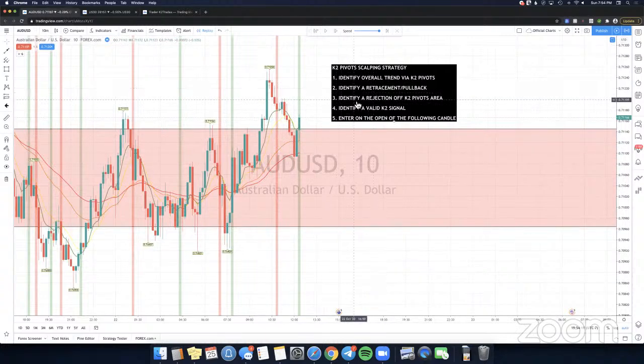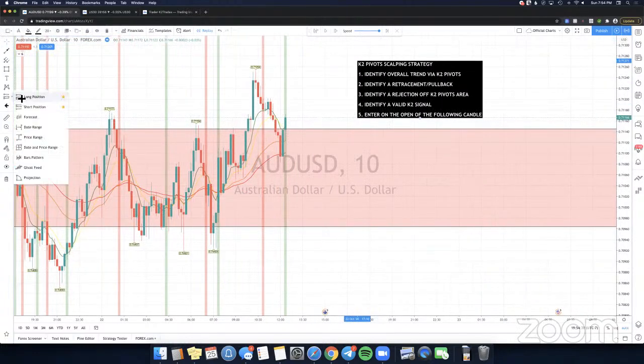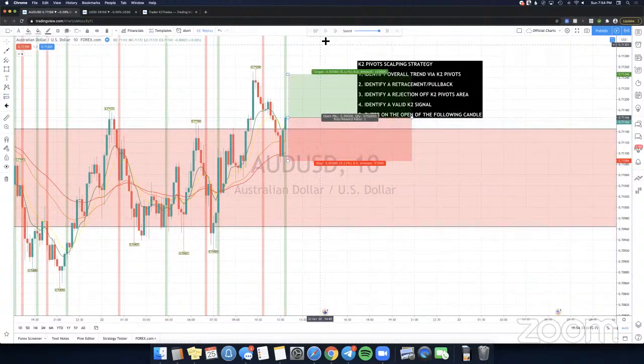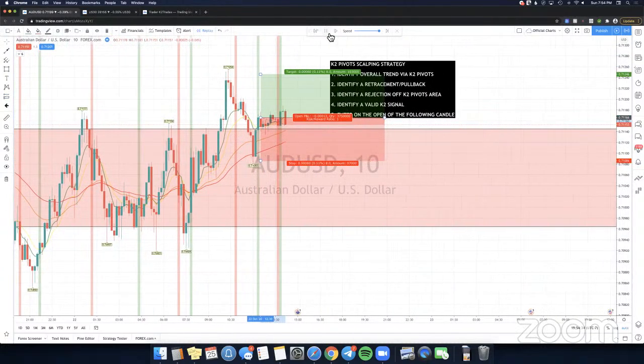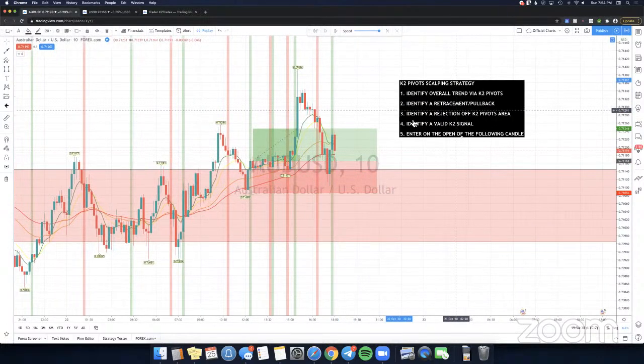Third requirement, identify a rejection off the K2 pivots area. You can see that price came down right here and then it rejected off the K2 pivots and shot right back up. So the third requirement has been met right there. Fourth requirement, identify a valid K2 signal. This is a valid buy signal, right? Because it's a buy signal with a green bullish candle. All the requirements have been met. You can enter on the open of the following candle. You enter a long position right here. You let that run. Full TP. Easy as that.